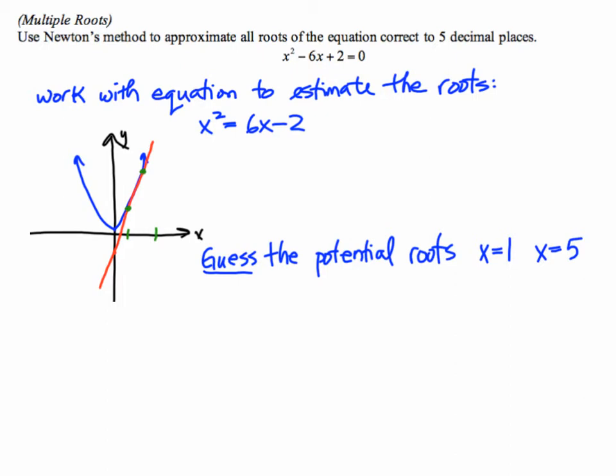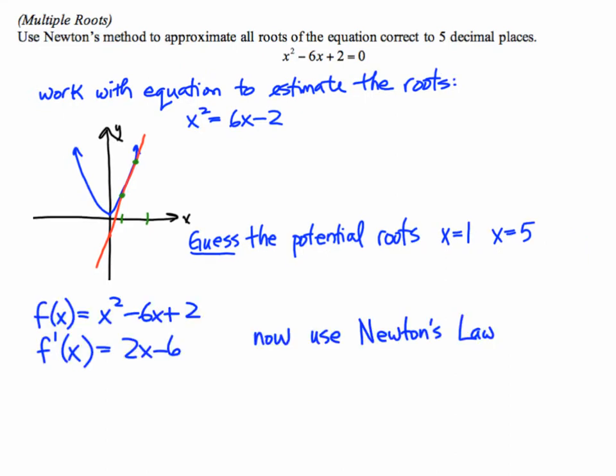I'm going to start off with x equals 1. So that's my first term. And my derivative of x squared minus 6x plus 2, my derivative, f prime of x, would be 2x minus 6. Now, since I have f of x and f prime of x, I'll use Newton's method.